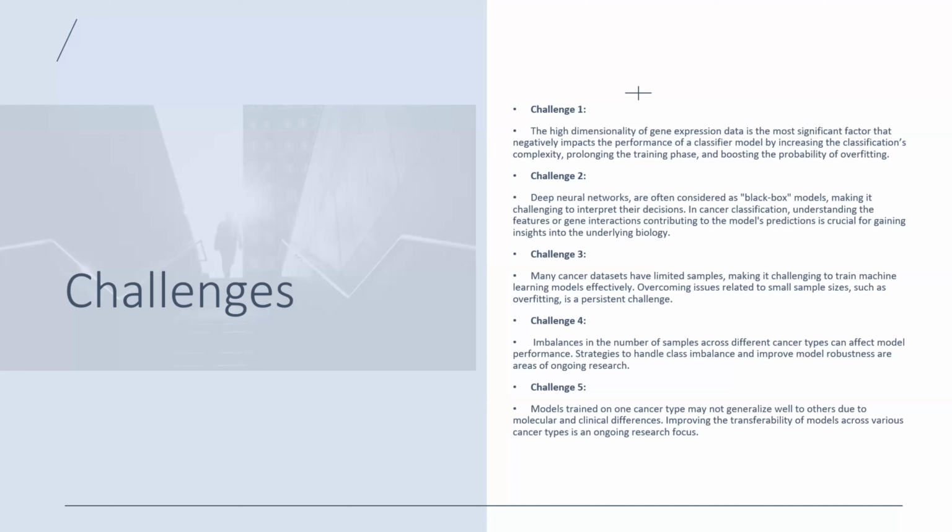The fifth challenge is that a model trained on one cancer type may not generalize well to others due to clinical differences, because of the differences between each data set, even in gene expression data for different types of cancer. For example, a model gets, as an example, 90% accuracy with one cancer type, and with another type maybe gets a different one. So this is another challenge: making a model generalize to different data sets.